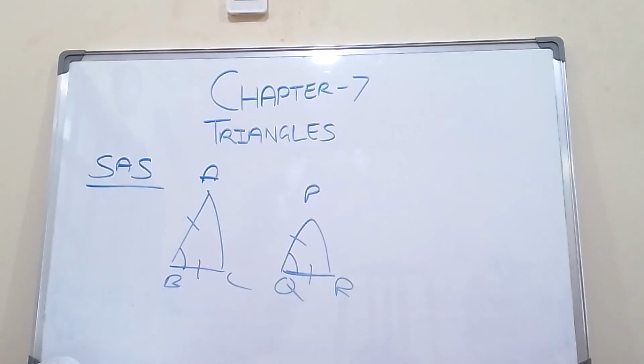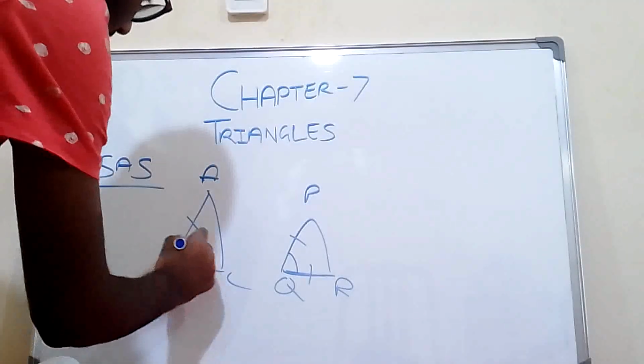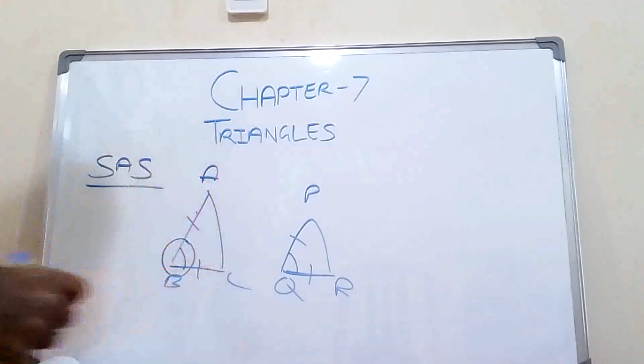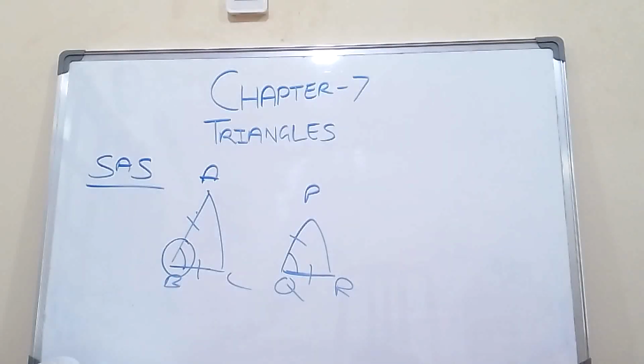If two sides of a triangle and the included angle. So this is the included angle. The angle in between the two sides is the included angle. So SAS states that if two sides of a triangle and the included angle are equal to the corresponding two sides and the included angle, then they are equal.